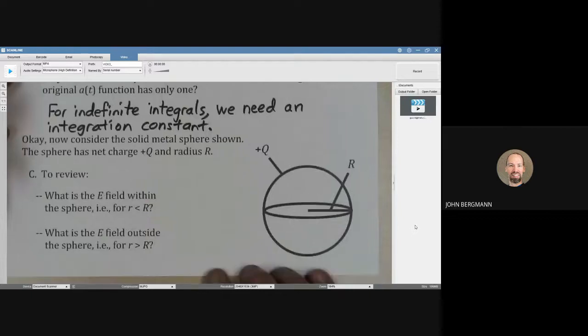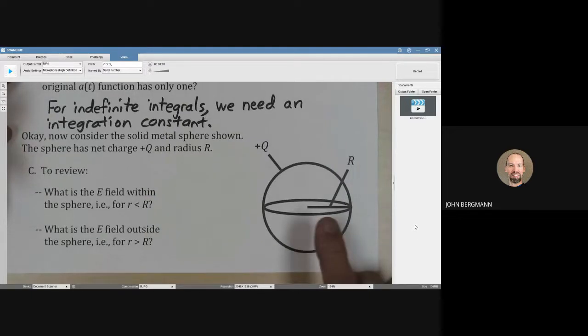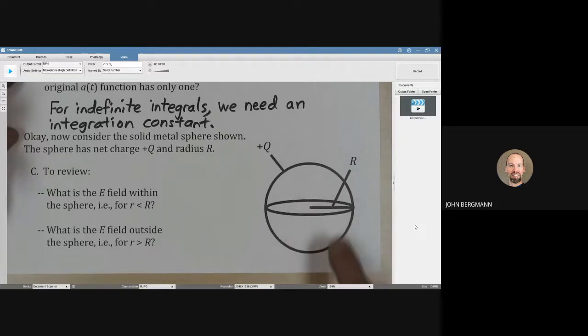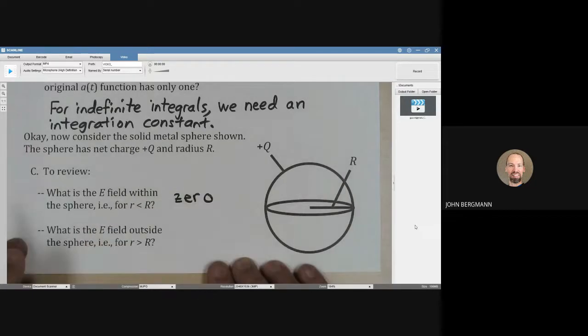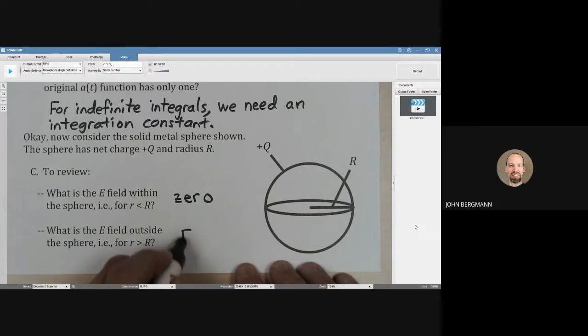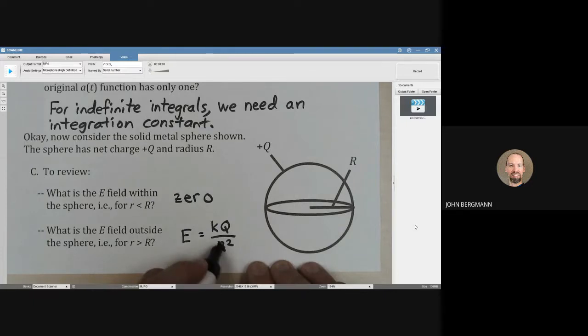All right, so let's say we have a solid metal sphere. So this is a cannonball here, and it's got a net charge on it, a radius of r. What's the electric field within the sphere? 0. All the charge is on the surface, and the electric field inside is 0. What's the electric field outside the sphere? Well, that conforms to the familiar equation kq over r squared.